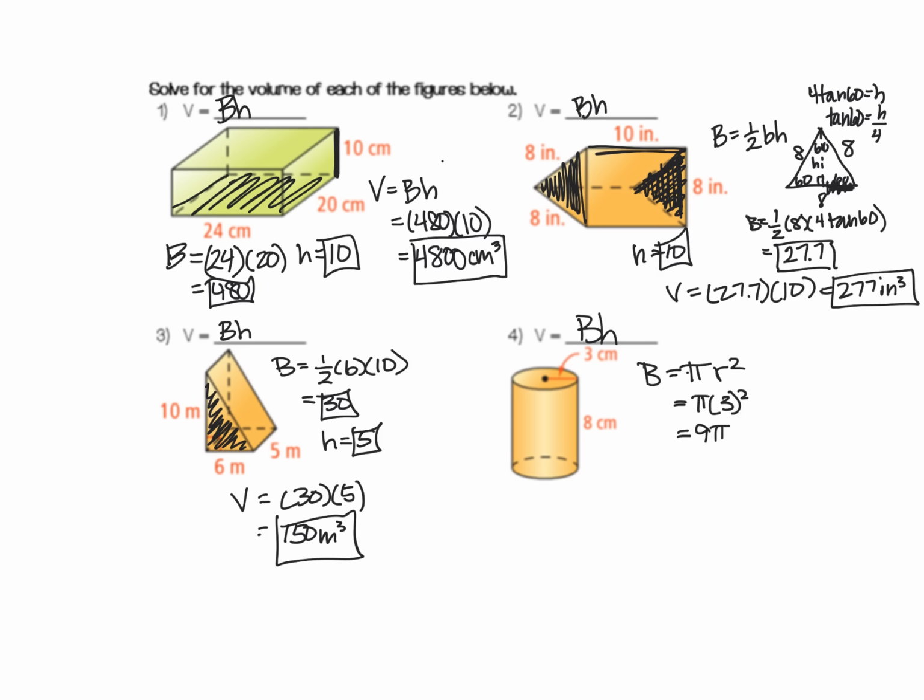Now I'm going to leave it like this. I'll multiply it out on the last step. And then the height ends up being 8. So my volume is area of the base, which is 9 pi, times 8. So that's 72 pi, or you could just type this all in the calculator at once and get a decimal that's approximately 226.1 centimeters cubed.